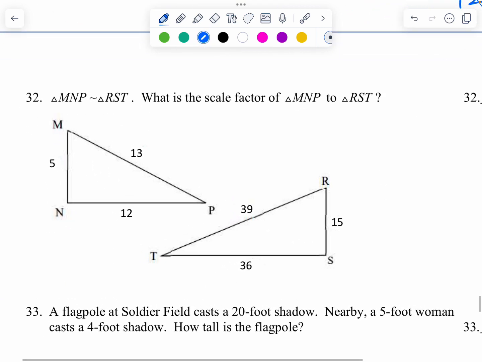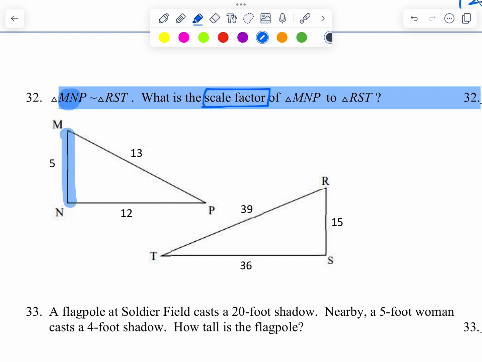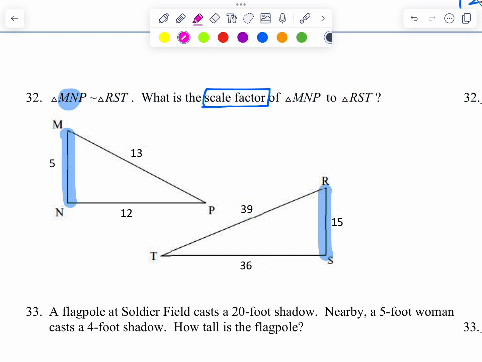Okay. Scale factor, that means what do the fractions reduce to? I'm going to first look at this right here, which tells me which sides match up with which sides. So M and N are the first two letters. Those match up with R and S, which are the first two letters over here. I have another color. I'm going to do N and P, the last two letters. NP is this, and the last two letters here are S and T, which is that. And then my white sides, the other two that I haven't highlighted, those go together also.